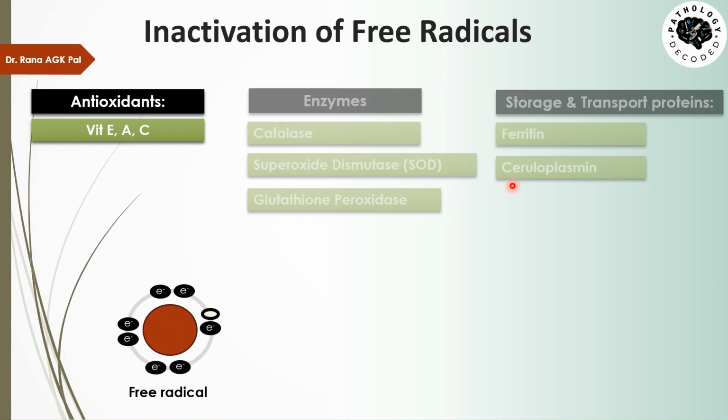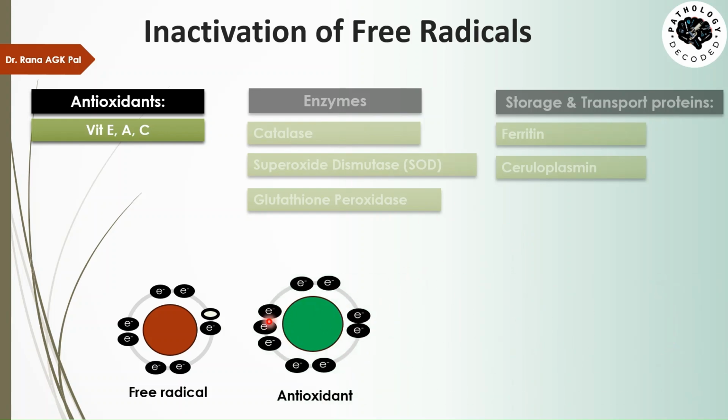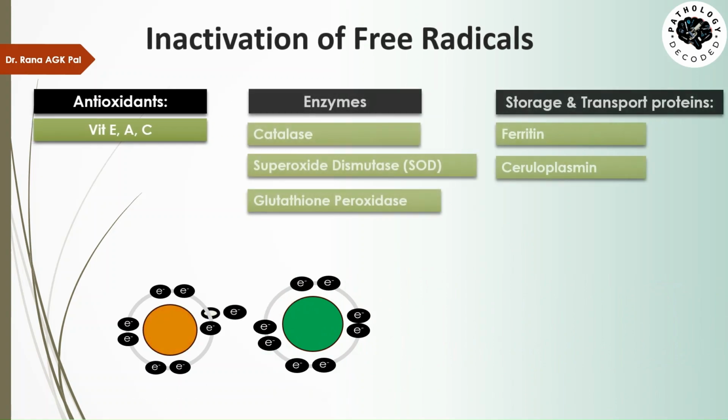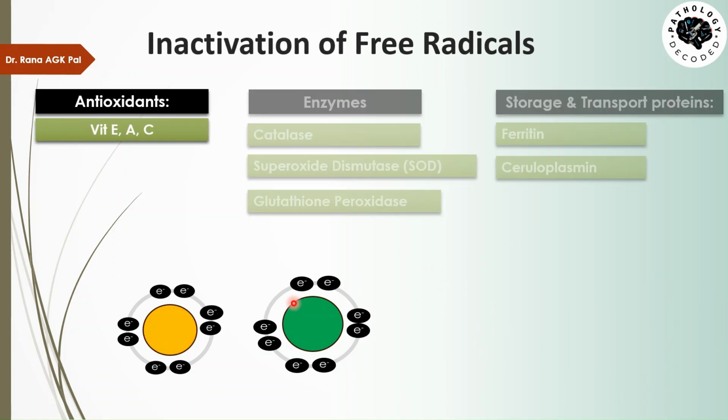Now, how do these antioxidants inactivate the free radicals? Antioxidants have a very important property which helps in inactivating free radicals. They have one extra electron in them. This extra electron, when given to the free radicals, makes them stable. Once the antioxidants donate that extra electron to the free radicals, their outer electron, which was unpaired, now becomes paired and they are stabilized. So they cannot now undergo autocatalytic reactions. And this is a very important role of antioxidants in the body.